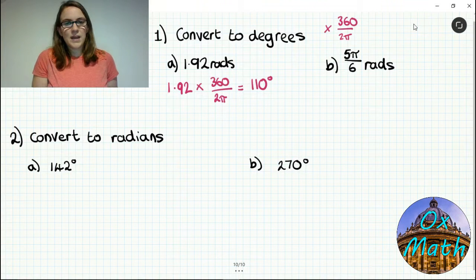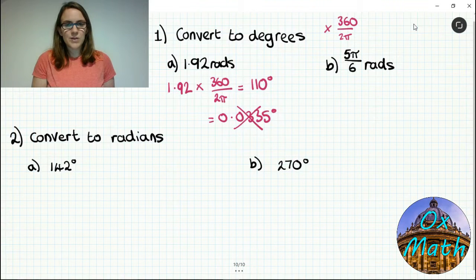That makes sense. If you had accidentally done it the wrong way up and done 2 pi over 360 instead of 360 over 2 pi, your calculator would have given you an answer of 0.0335 degrees. That is clearly wrong. 0.0335 degrees is tiny, whereas we know that 1 radian is actually quite large. So that is clearly wrong. So your answer to question 1a was 110 degrees.